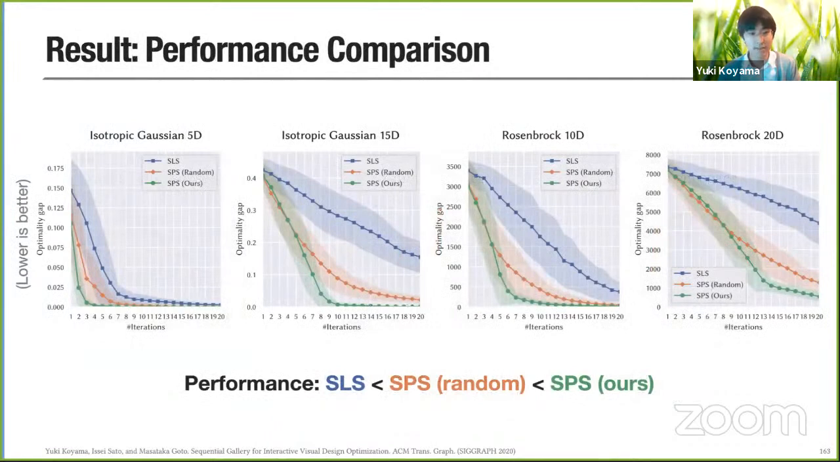Here are the results using synthetic test functions. The vertical axis represents the optimality gap, so lower is better. The horizontal axis represents the iteration count. As the conclusion, ours consistently outperforms the baselines.